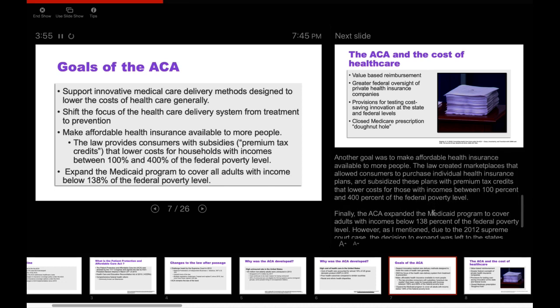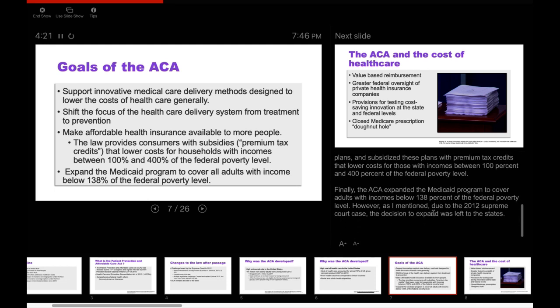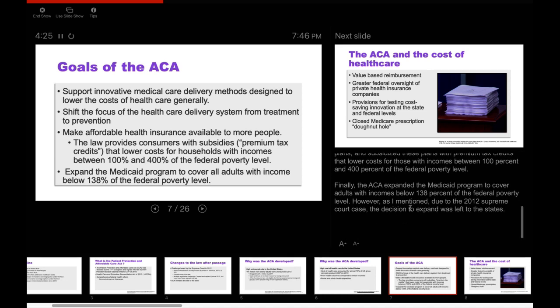Another goal was to make affordable health insurance available to more people. The law created marketplaces that allowed consumers to purchase individual health insurance plans and subsidize these plans with premium tax credits that lowered costs for those with incomes between 100% and 400% of the federal poverty level. Finally, the ACA expanded the Medicaid program to cover adults with incomes below 138% of the federal poverty level. However, as I mentioned, due to the 2012 Supreme Court case, the decision to expand was left to the states.